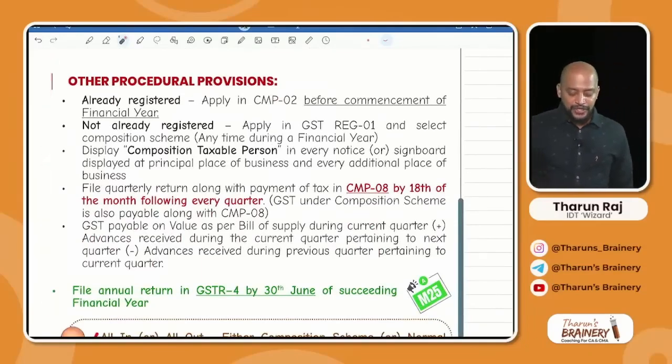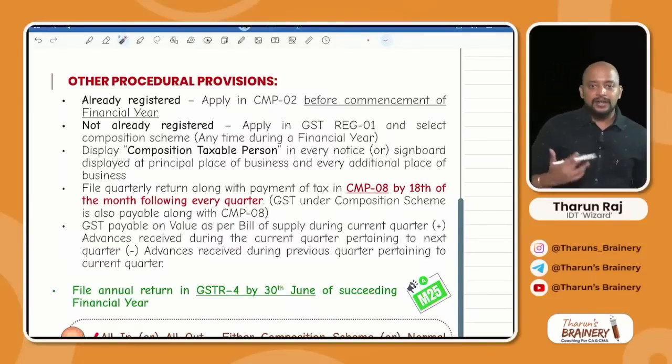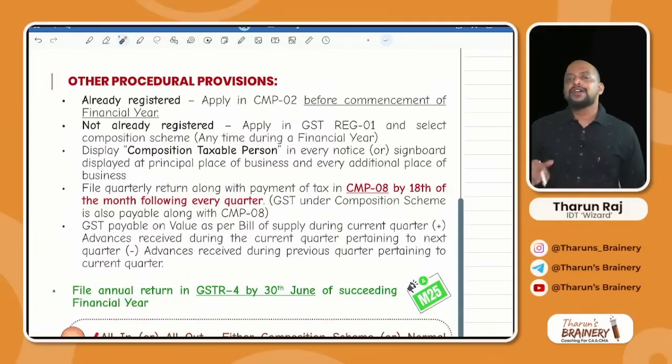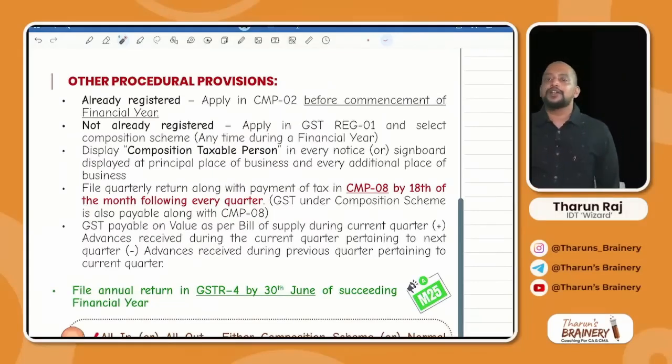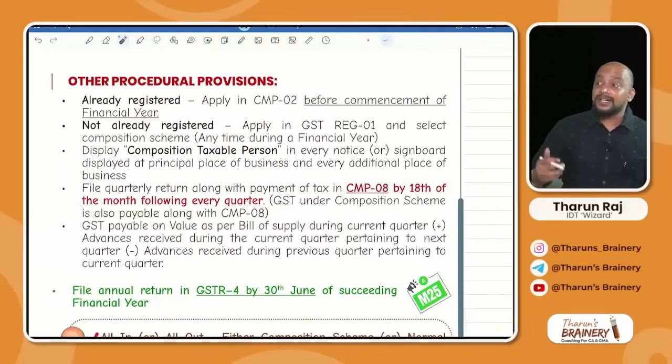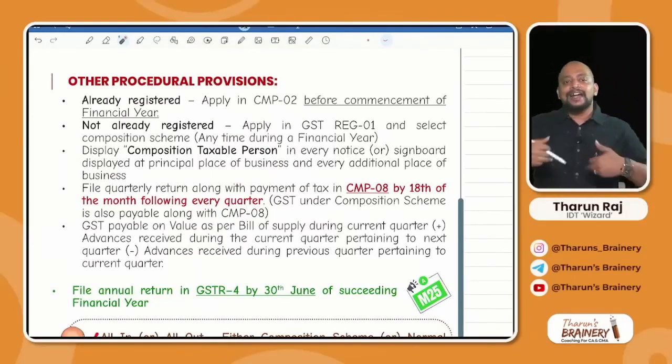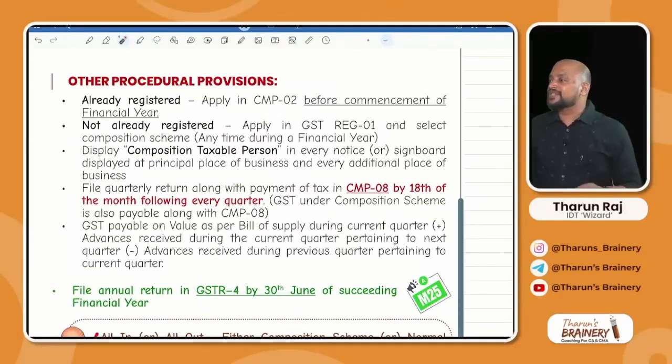Then next one, other procedural provisions. In this, see there, how can I opt for the composition scheme? If I am already registered, I need to wait till the commencement of the financial year, and before the commencement of the financial year, I need to make an application for the composition scheme. During the financial year, can I enter into the composition scheme? Not possible. But if I am only now getting registered, at any time during the year I can go for the composition scheme by making an application for registration.